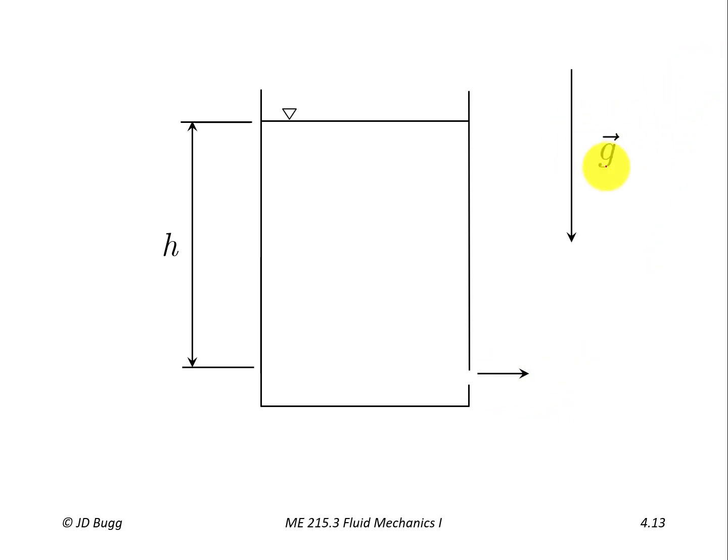Notice we've got g pointing downwards here. And also notice that the depth of the water above this hole is this distance h here. Well, we're going to use Bernoulli's equation to figure out the speed of the water coming out of that hole. So the first thing we want to do is identify where is point 1 and where is point 2. And remember, this is analogous to identifying what is our control volume. Well, we're going to put point 1 at the surface of this reservoir and point 2 at the exit.